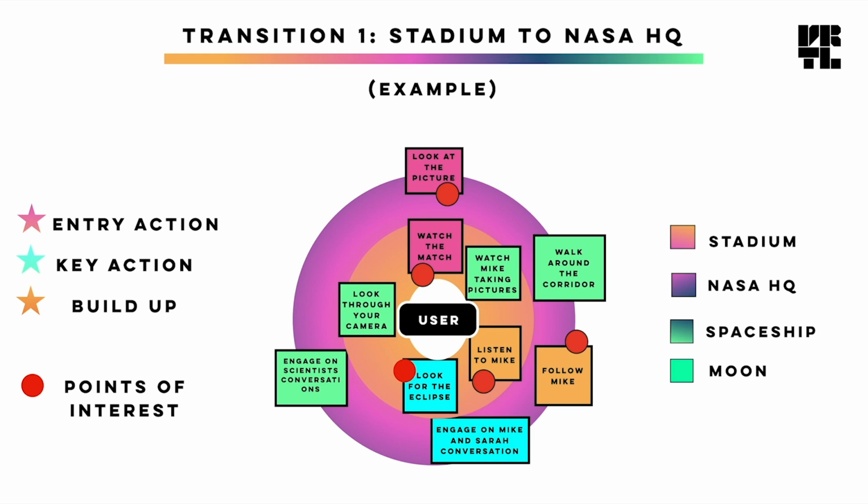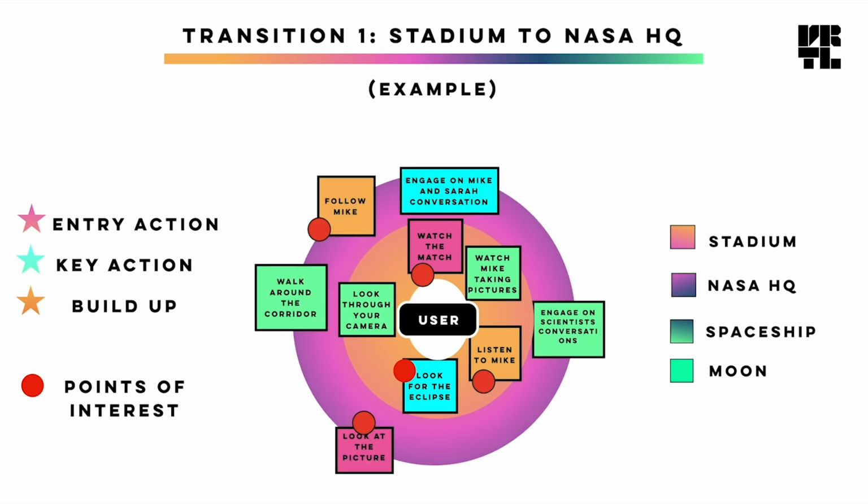The first thing that I need to do is to line up the last action of the first wall, which was look for the eclipse and take the picture, with the first action of the second wall, which was look at the picture of the eclipse. So I line them up, and as you can see, the point of interest is the same. It's going to be a change of point of view, but essentially the users are going to be engaged with the same thing in that transition. So it's going to be quite smooth.